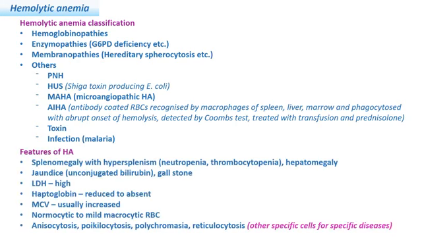Features of hemolytic anemia: splenomegaly with hypersplenism effect, that is neutropenia, thrombocytopenia, sometimes hepatomegaly, jaundice, usually unconjugated bilirubin. This is the cause: gallstone, pigment stone, LDH high, haptoglobin reduced or absent, MCV usually increased, normocytic to mild macrocytic RBC, anisocytosis, poikilocytosis, polychromasia, and reticulocytosis. Other few specific cells are specific for specific types of hemolytic anemia.